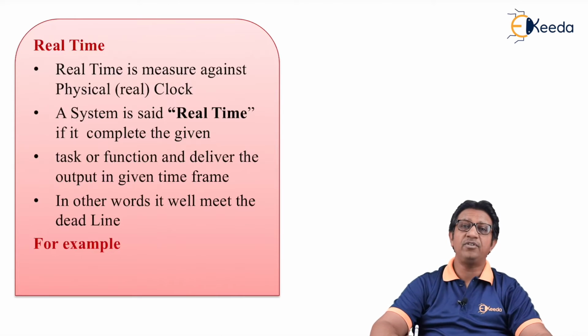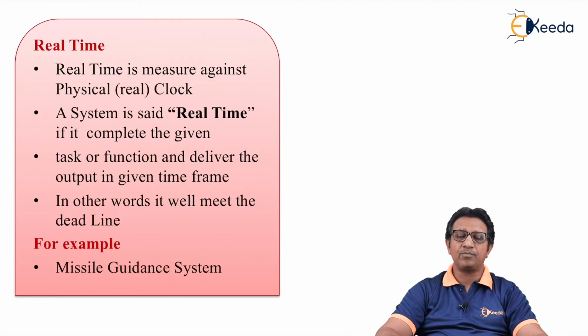Now take an example of a missile guidance system. In a missile guidance system, if the launching and the target hitting are not at the perfect time, then what will happen? The missile may hit the wrong target or fall at some other place, which can be disastrous for human beings or that particular area.